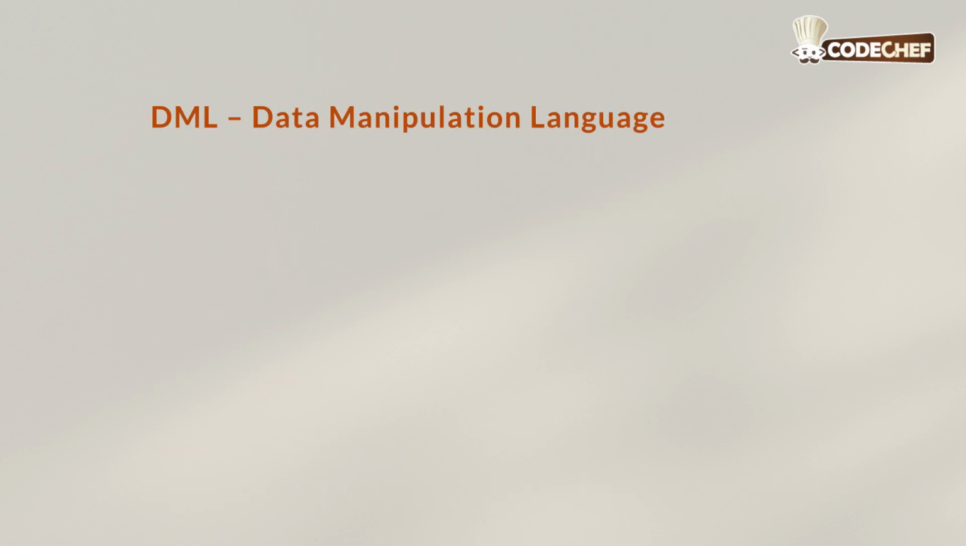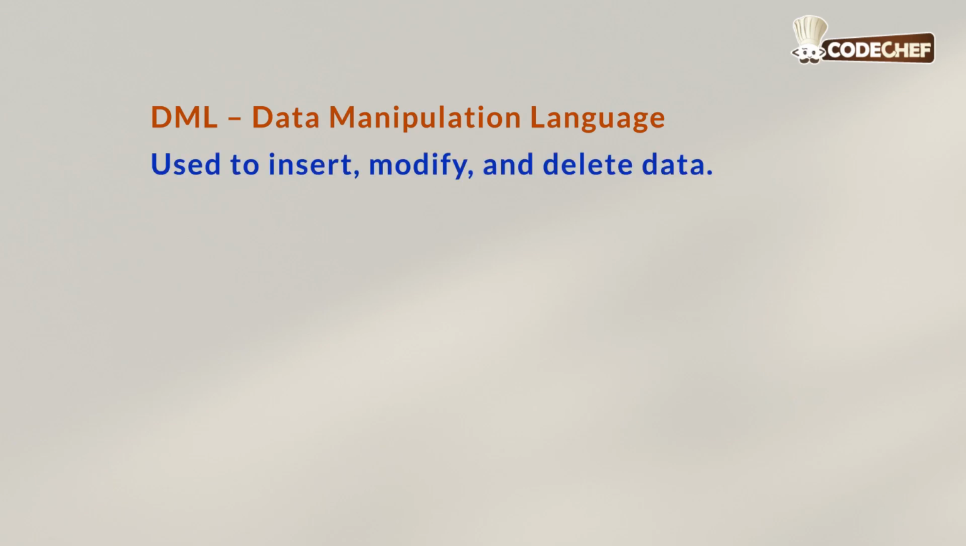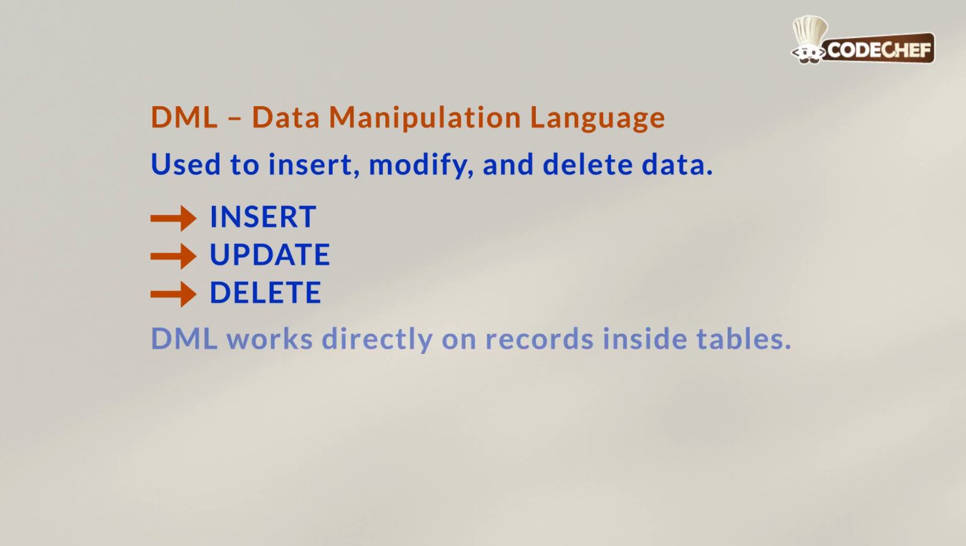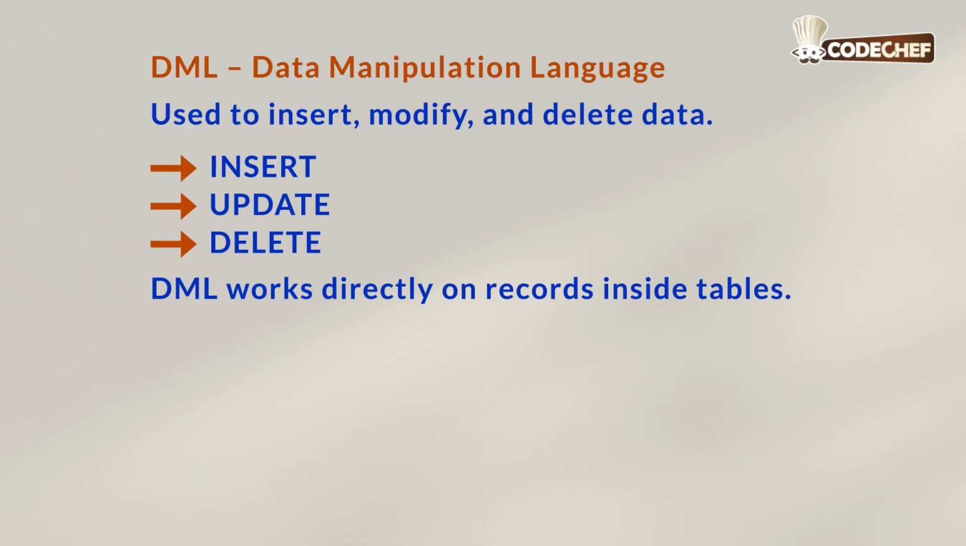Next category is DML, which means Data Manipulation Language. It is used to insert, modify, and delete data. Commands that come under DML are insert, update, and delete. DML works directly on records inside tables. So, unlike DDL, we use DML to manipulate data.